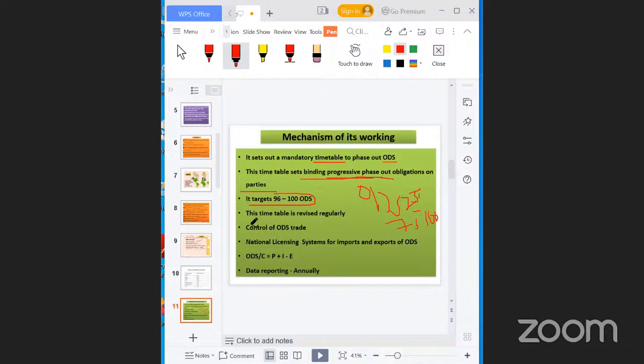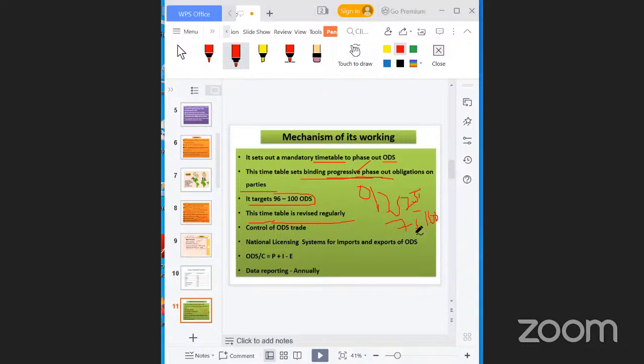And then next, this timetable is revised regularly. Now why this revision? Because this revision is in accordance with scientific advances. It's like a student's syllabus getting upgraded, right?